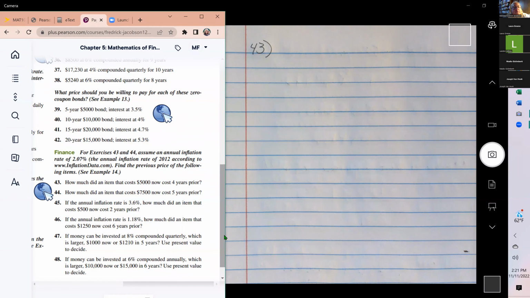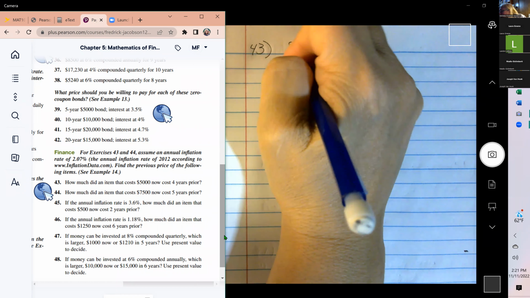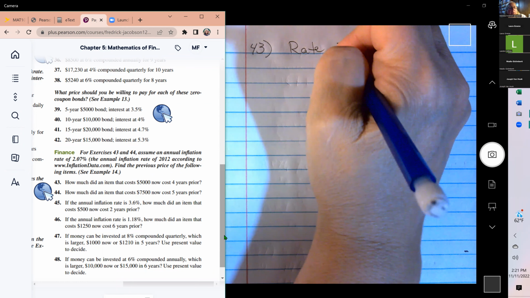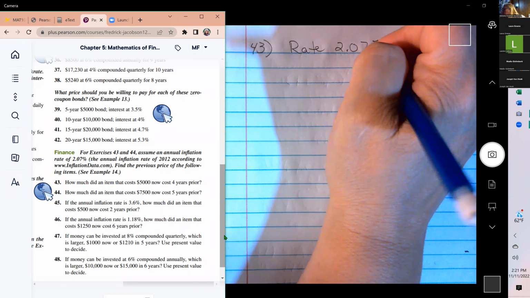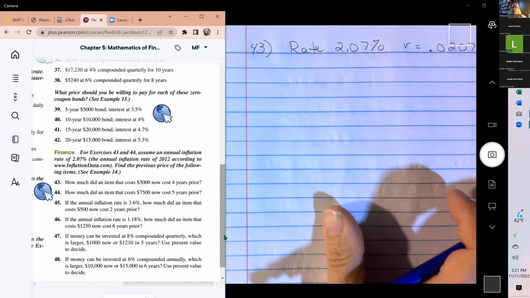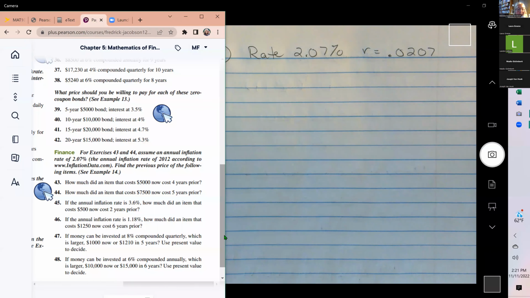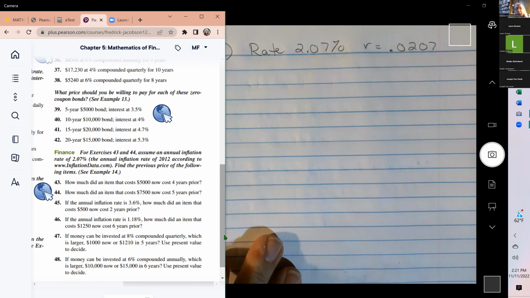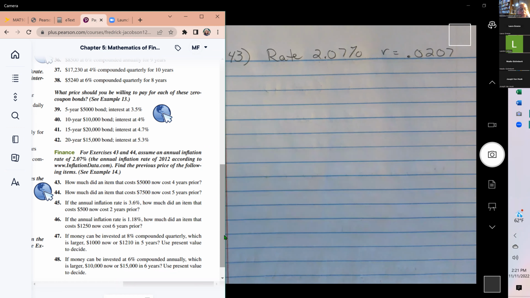Okay, number 43. For 43 and 44, assume an annual inflation rate of 2.07%, which means R is 0.0207. Find the previous price of the following items. And we said 43. How much did an item cost if it's 5,000 now, 4 years prior?